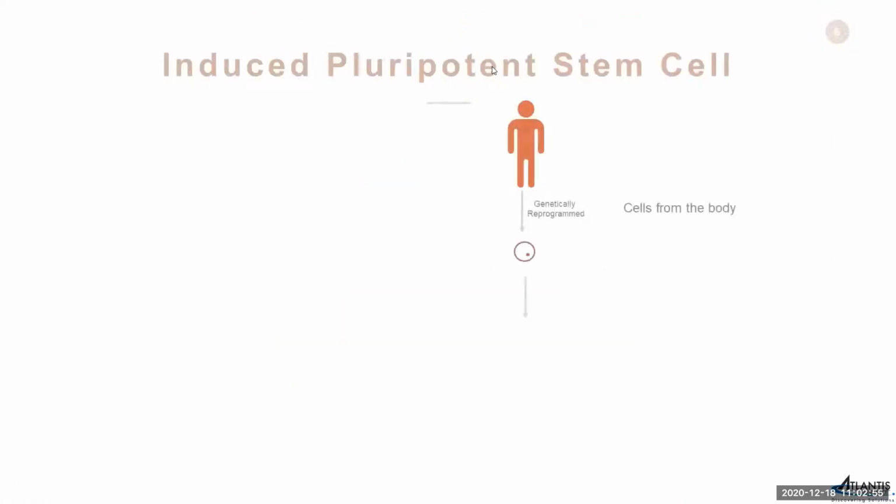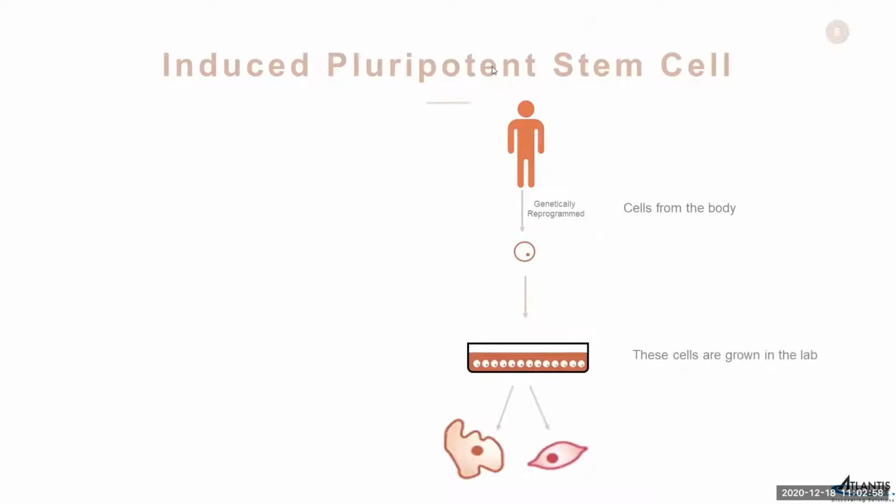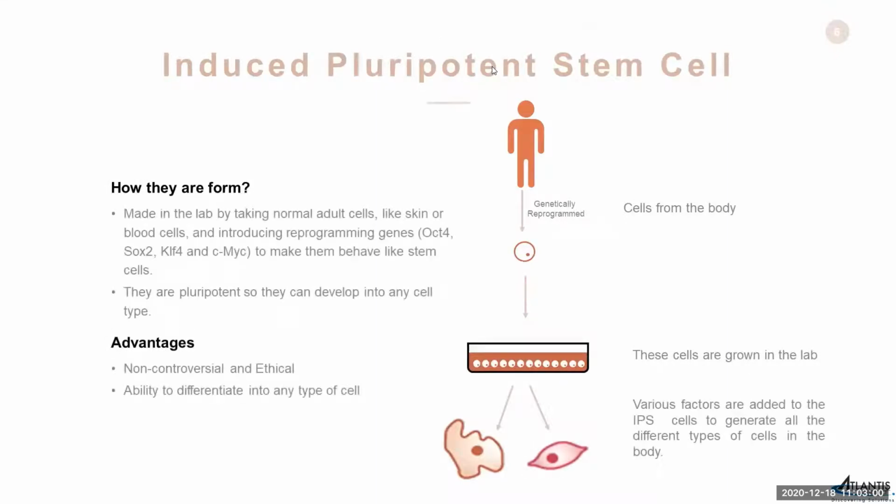Okay, this is one of the key things in Asia Pacific. iPSCs, how are they formed? iPSCs in general in the lab can be taken from skin or blood cells, reprogrammed using OCT4, SOX2, and other factors, to make them behave like stem cells. They are pluripotent, meaning they can change into different types of cells. There are several advantages of using these kinds of cells for therapeutic purposes. They are ethical, and they can change into different types of cells.